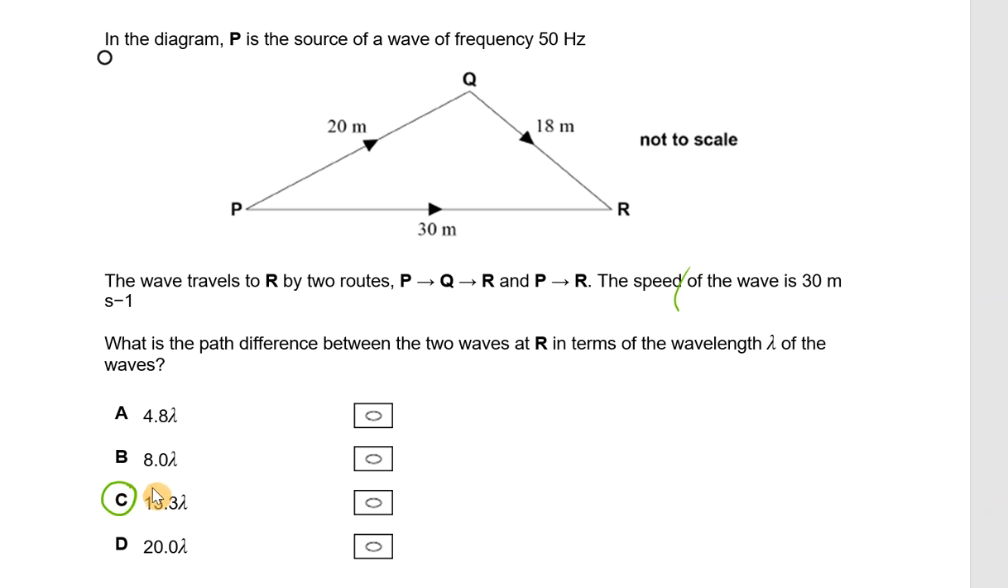If you got the answer C, well done. If you didn't, here's my explanation.